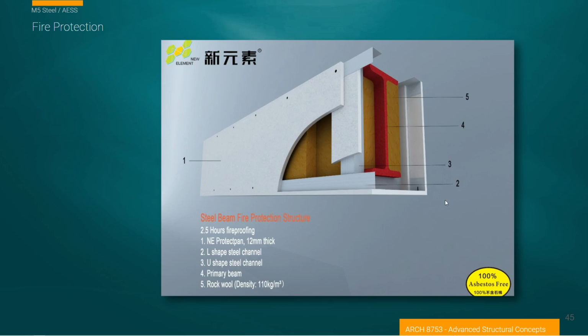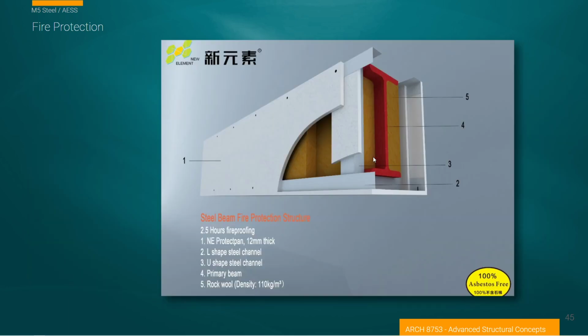There are other ways to protect our beams, and one of the easiest ones is to encase them in gypsum board. And so this is just a good graphic of how you would build up gypsum board around an I-beam in order to protect it from damage from heat from a fire.